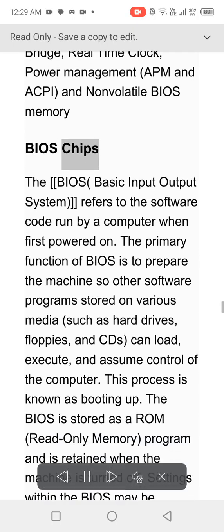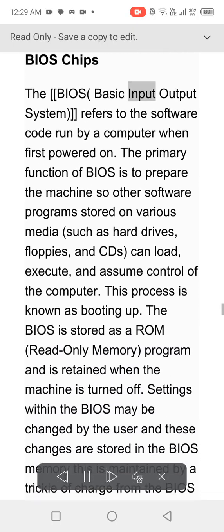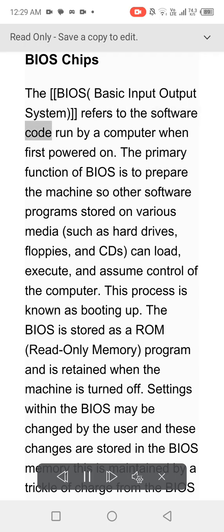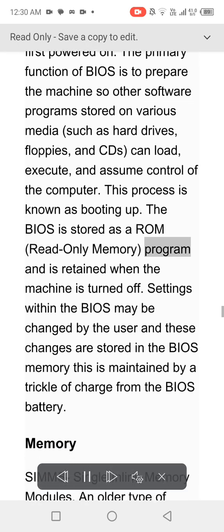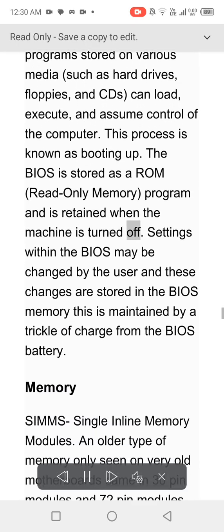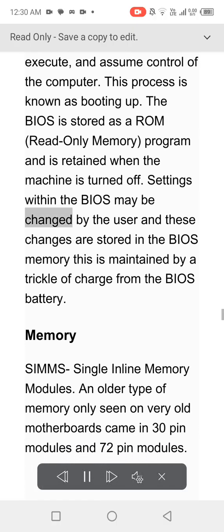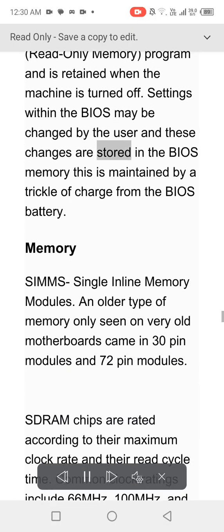BIOS chips. The BIOS, Basic Input-Output System, refers to the software code run by a computer when first powered on. The primary function of BIOS is to prepare the machine so other software programs stored on various media, such as hard drives, floppies, and CDs, can load, execute, and assume control of the computer. This process is known as booting up. The BIOS is stored as a ROM, read-only memory, program, and is retained when the machine is turned off. Settings within the BIOS may be changed by the user, and these changes are stored in the BIOS memory.